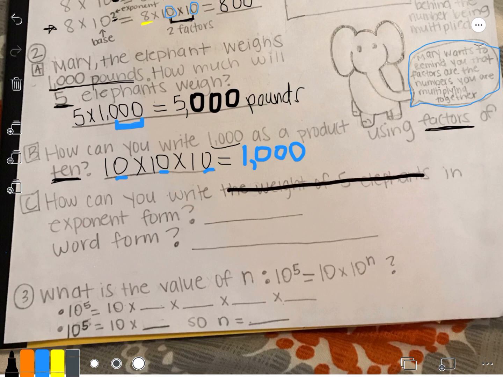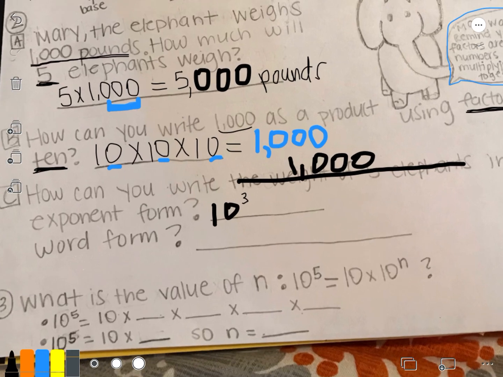How can you write 1,000 in exponent form? If you look up at your problem, you've kind of already done this because you've already done 10 times 10 times 10. But if you remember the trick, our base is always going to be 10. And how many zeros are in 1,000? 3. So, boom, you're done. Exponent form is 10 to the power of 3.